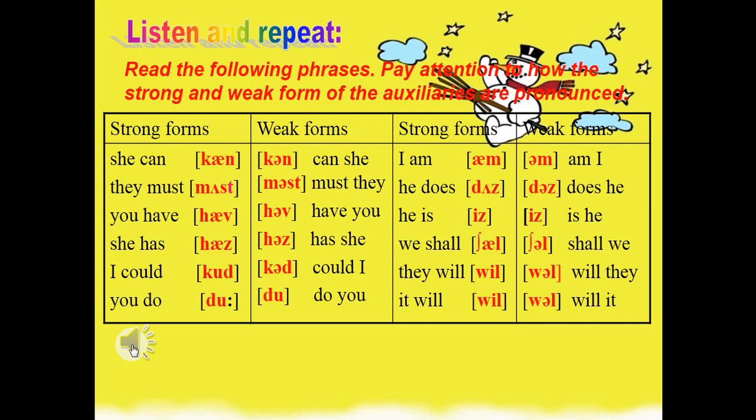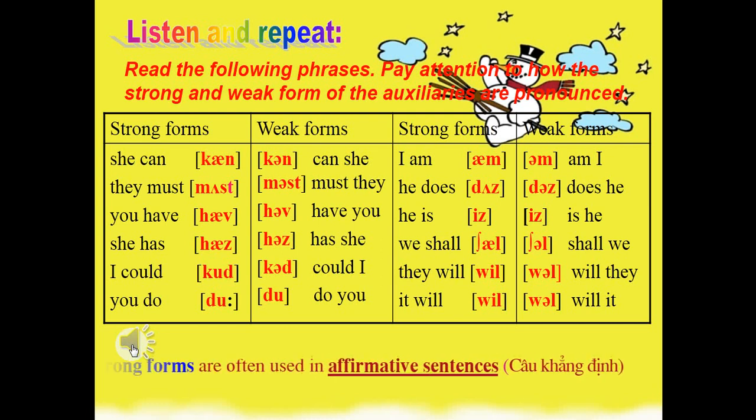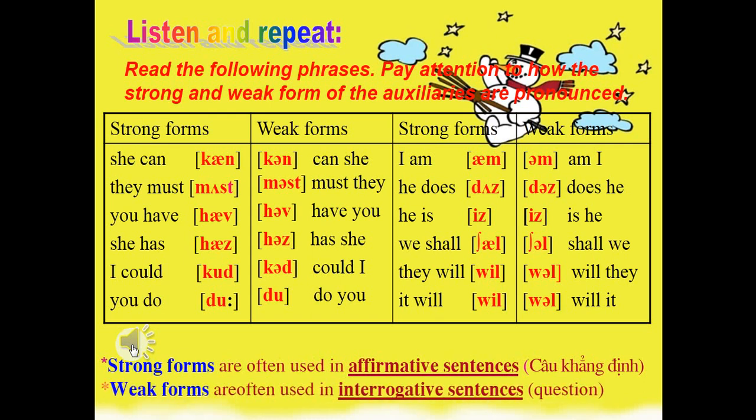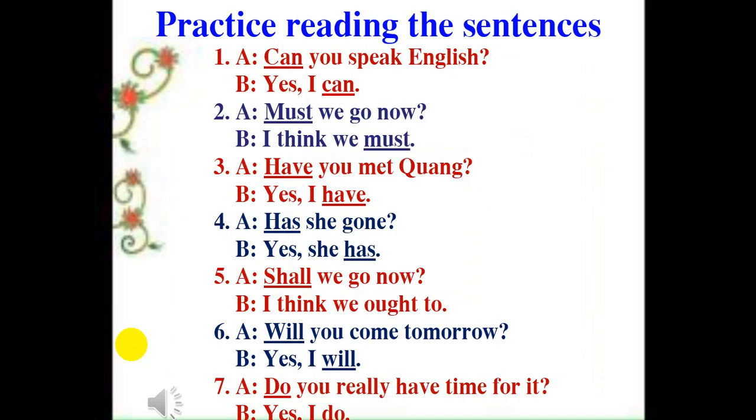Well, these are the strong forms and the weak forms of the auxiliary verbs. So the strong forms are often used in affirmative sentences. And weak forms are often used in interrogative sentences. And now I want you to practice reading the sentences.